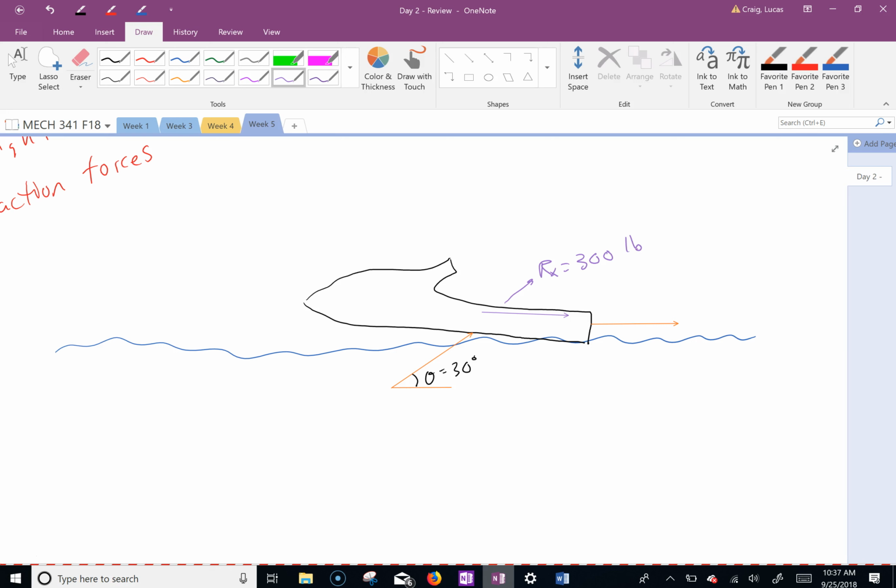So the first thing, what would you do to set this up? We're going to assume that it's moving, even though it's moving at constant speed. So your MA term is going to be 0. Okay. So here, what we want to do is our control volume.